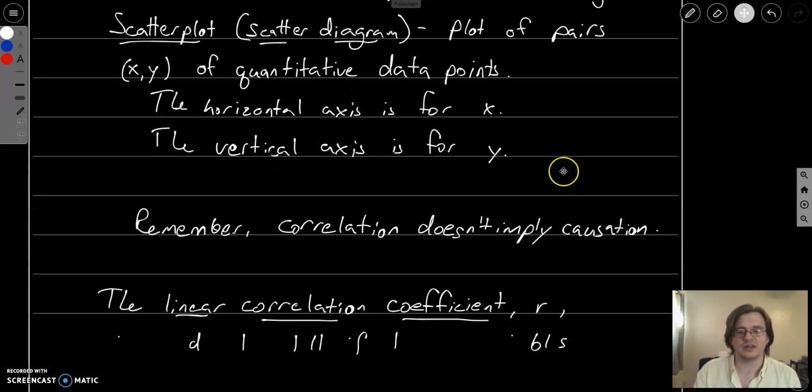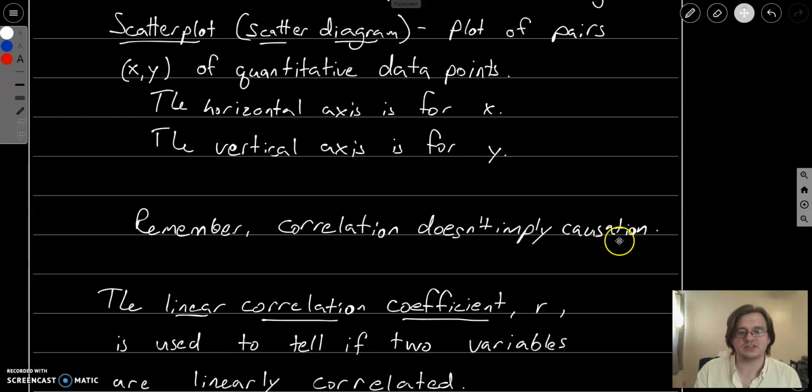Remember that correlation does not imply causation, so just because two variables are correlated doesn't mean that one causes the other or vice versa. They could both be caused by something else, or it could just be random happenstance.